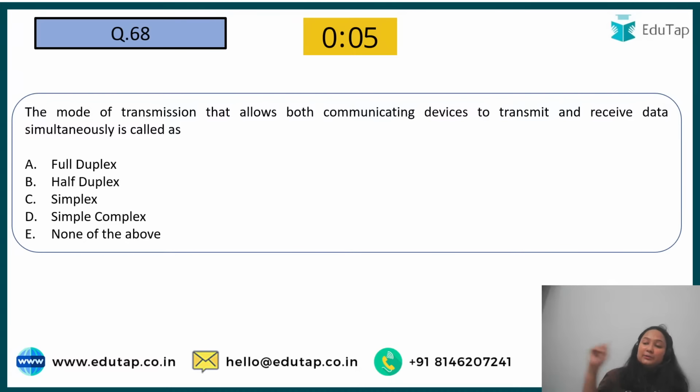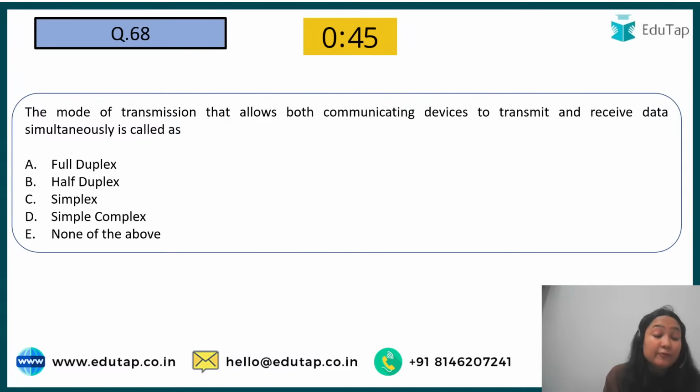So the direction of the flow is bidirectional. You can send me a message, I can send you a message, but at a time only one person can send a message. So at a time there will be only one receiver and one sender. If I am talking, you will be the receiver. If you are talking, I'll be the receiver. One sender will be there. Okay, so this is your half duplex.